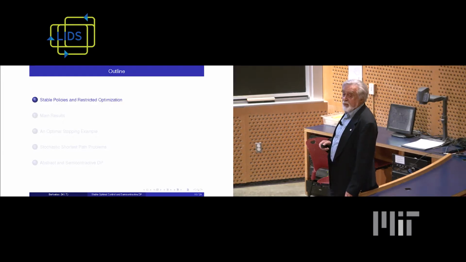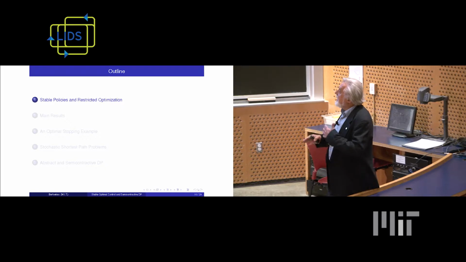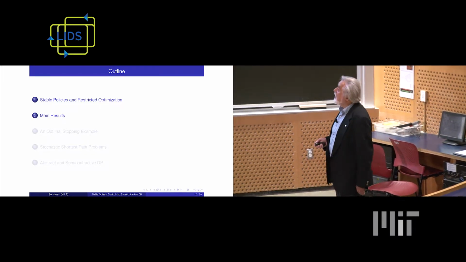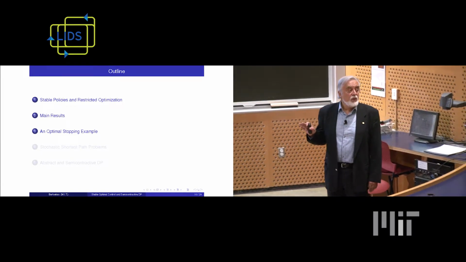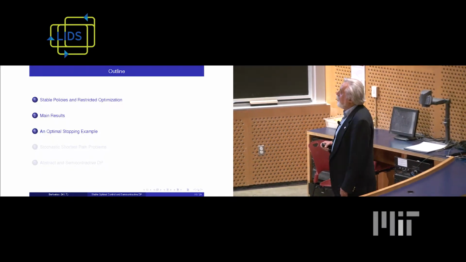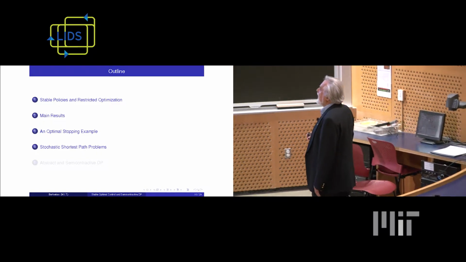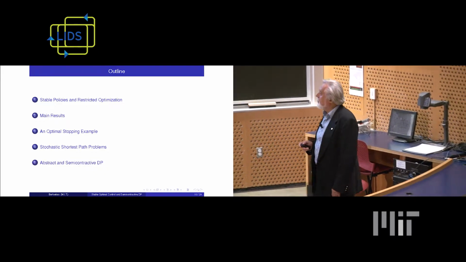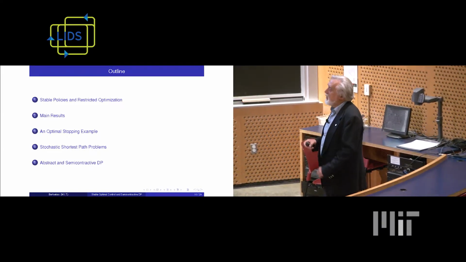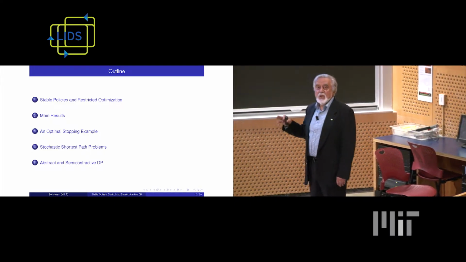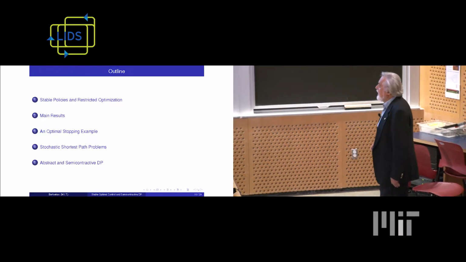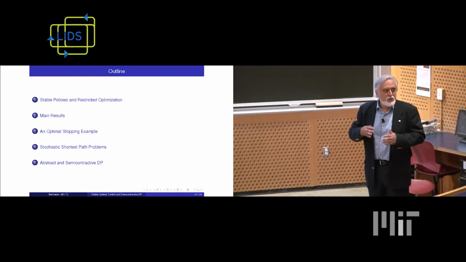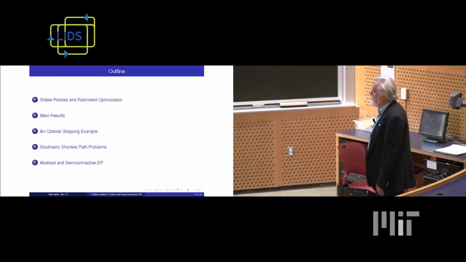Okay, so now let me give you my outline. I'm going to first reiterate and clarify a little bit the definitions and the terminology that we're going to use. Then I'm going to give you the main results. Then I'm going to give you an example, which is an optimal stopping example, which makes clear the concept of stability. Then I'm going to say a few things about extension to stochastic shortest path problems. There are some extensions, but they are not very satisfying at the moment. The theory is not so complete for those. Finally, I'm going to try to explain how all this fits into the framework of abstract dynamic programming and also semi-contractive dynamic programming, which is a subfield within abstract dynamic programming. Semi-contractive refers to a situation where some policies are well-behaved, like being stable, and other policies not being well-behaved. That's what the semi-contractive term refers to.